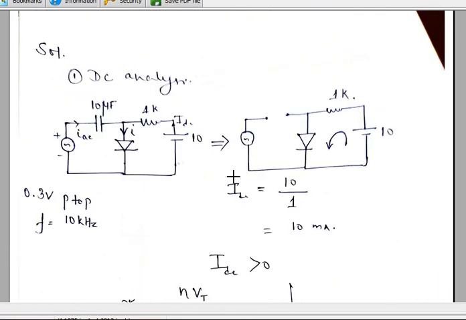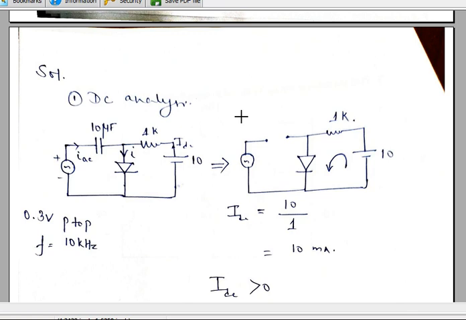For example, let's analyze one problem. Here the task is to find the total current, this current. On this side, one AC input voltage is there with this much value and this much frequency, and on this side some DC voltage is there. Now we want to apply the superposition theorem.